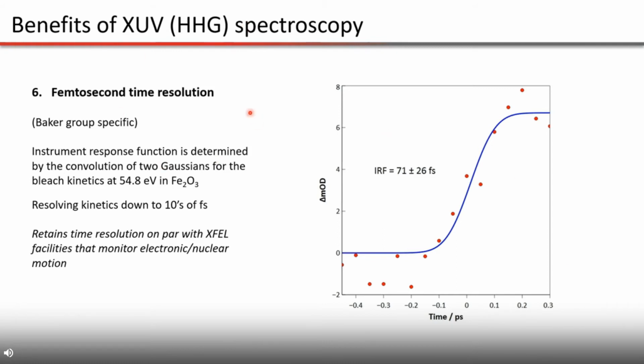And then finally, I'll just highlight, again, I mentioned before, femtosecond and attosecond time resolution. So in the Baker group specifically, we can map our instrument response function as a convolution of two Gaussians. We fit this from the bleach kinetics at the iron edge in hematite. And this can be anywhere from like 40 to 90 femtoseconds, depending on the fit and the material that we're using. But this retains the time resolution that's on par with these X-ray free electron facilities. But again, we're doing this in our own lab. So this is really benefiting us because we can monitor those ultra-fast processes with coherent light in the XUV window, just down the hallway.